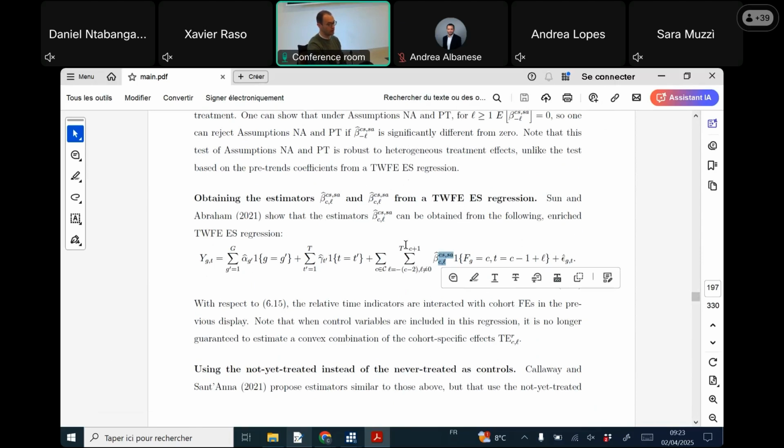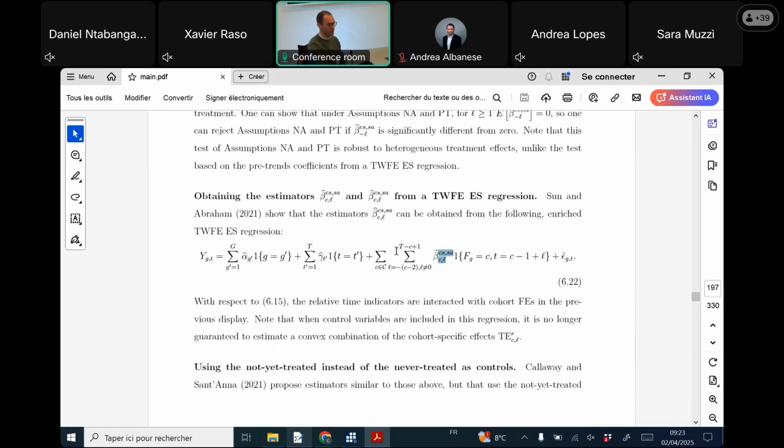Okay, so now we're going to review a number of extensions of the baseline Callaway-Sant'Anna and Sun and Abraham estimators. So far, we've been assuming that we have never treated groups, but that's not always the case. And Callaway and Sant'Anna propose estimators very similar to those we just saw, except that instead of using the never treated cohort as the control group, they propose to use any group that's not yet treated at the time period where we try to estimate the treatment effect as the control group.